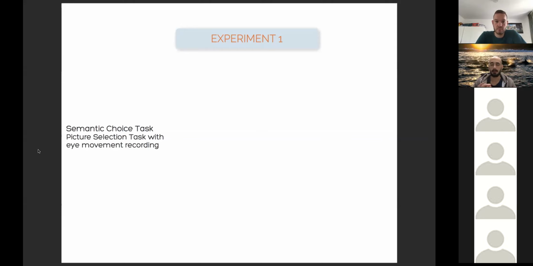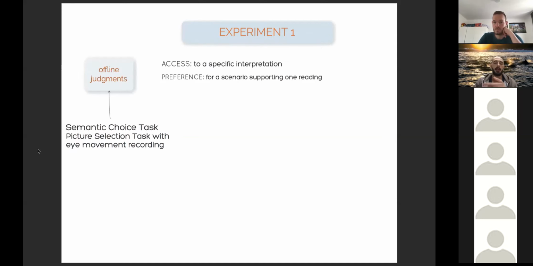here's the first experiment that we did. It was a semantic choice task, a picture selection task with eye movement recording. So it's very similar to the other experiment that I showed you a few days ago. The idea is that you can get offline judgments, right? It's similar to a truth value judgment task, but the difference is that you don't have to evaluate just one picture, but two pictures at the same time. And this gives us some advantages that we are going to discuss in a few minutes.